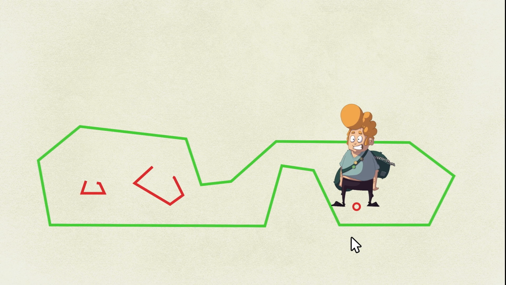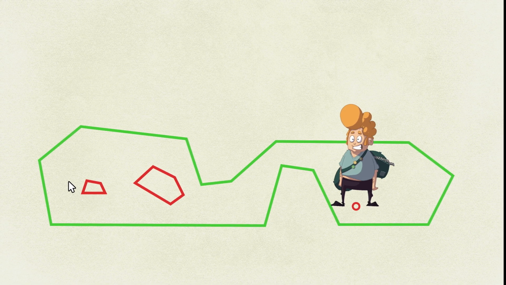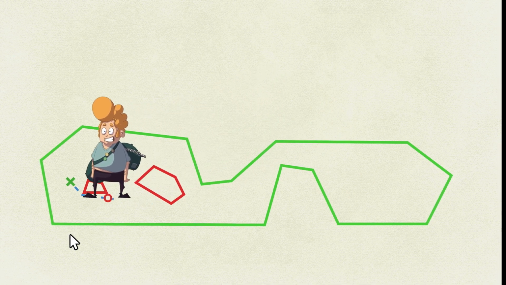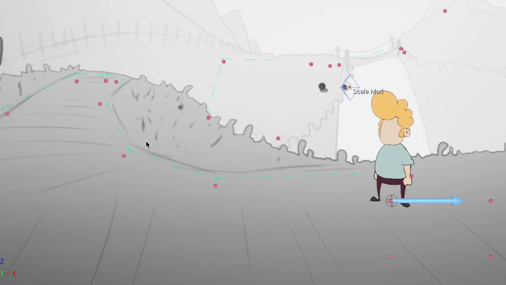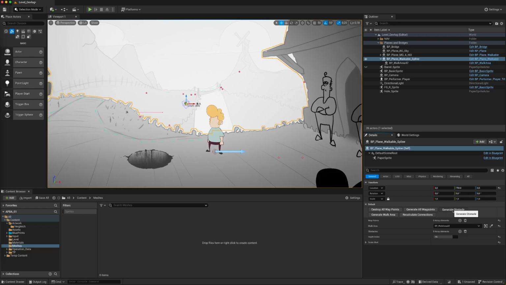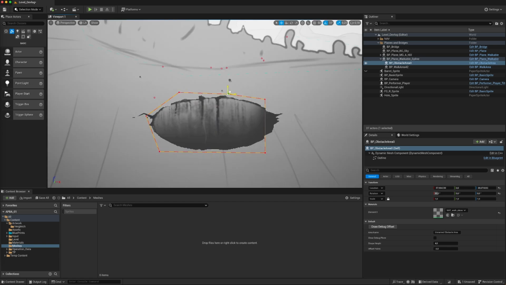The next point that was still missing is obstacles. In other words, defined areas within a walkable area that are not allowed to be walked into. Let's assume there's a hole in the floor right here, and the character should automatically walk around it when we click on the other side. A new function on the walkable plane blueprint now allows me to create an obstacle area that can be easily defined using spline points too.